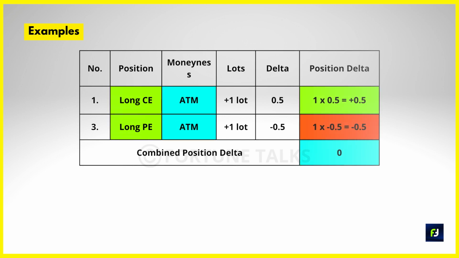Take a look at this scenario where a trader is long on a call and put with delta of 0.3 and minus 0.3. In this case, the combined position has a delta of 0. This implies that the combined position does not get impacted by any change in the underlying.